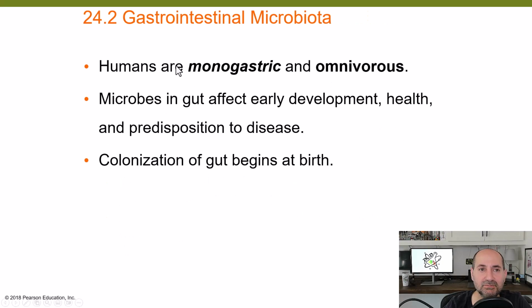Now, keep in mind when we're looking at the gastrointestinal tract microbiota that humans are monogastric and omnivorous. Monogastric meaning we have a single stomach, not a four-chambered stomach like organisms such as the cow. We are omnivores. We eat a diverse diet of plant and animal matter, and this can affect the microbes that live in our gut.